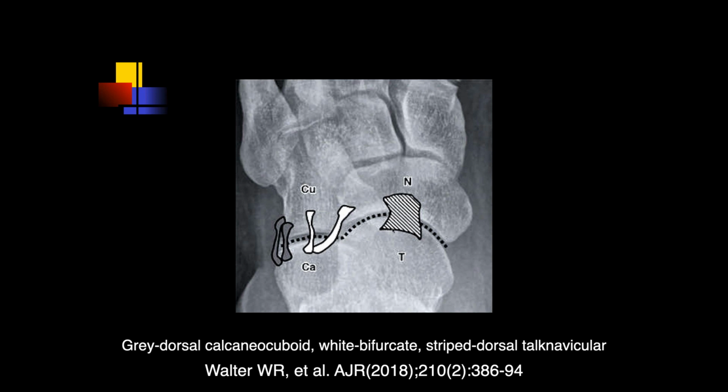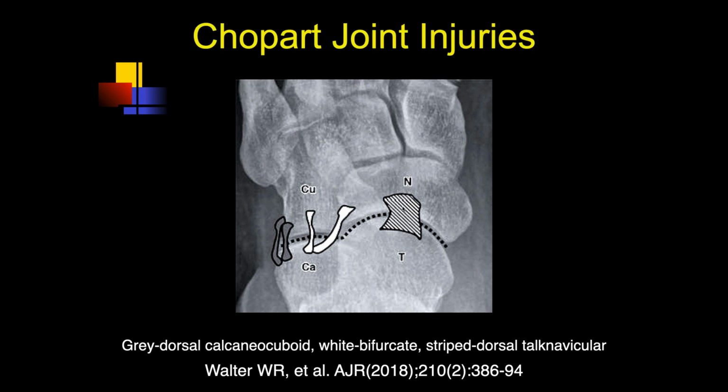So here are the ligaments that try to stabilize the talocalcaneal tarsal articulation here and through there. And we've talked about one of these, the bifurcate ligament here, calcaneocuboid ligaments out here laterally, and then the dorsal talonavicular ligament there. And this joint is called Chopart's joint.